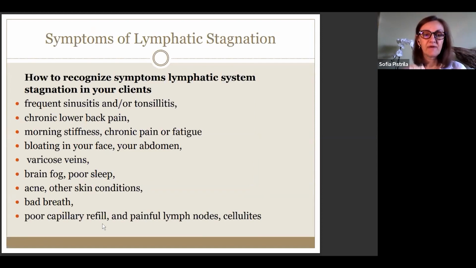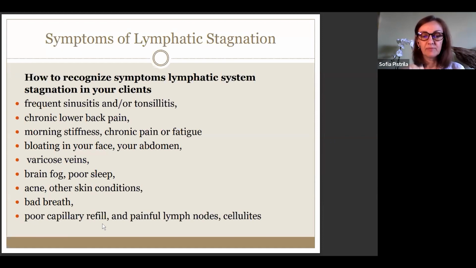So, symptoms of lymphatic stagnation, and how to recognize this in your clients and on yourself. Frequent sinusitis and tonsillitis. Pay attention specifically with your children. There are so many children that have repeated tonsillitis, and this is really something that you don't want to see out there. Also chronic lower back pain, morning stiffness, chronic pain or fatigue, and general stiffness of the body.